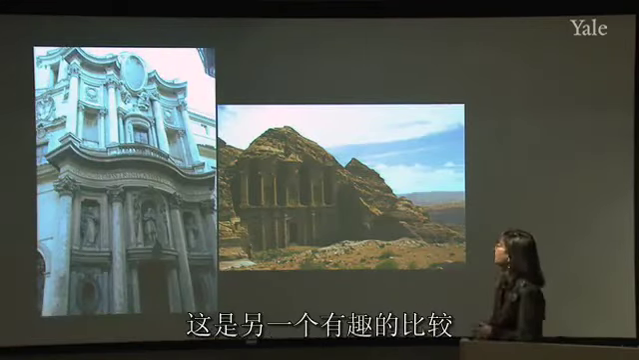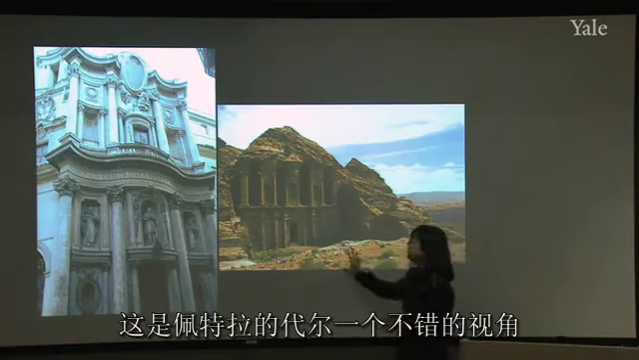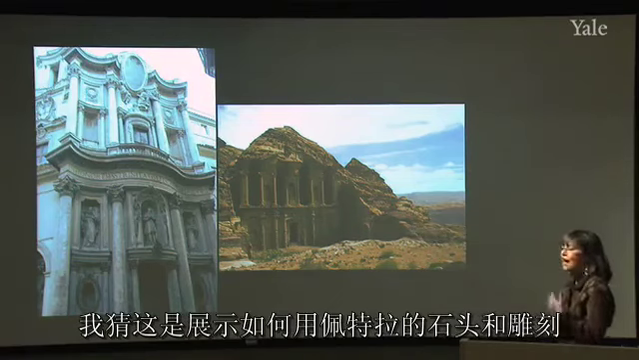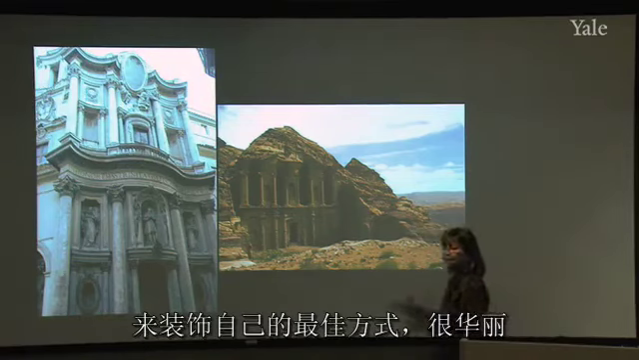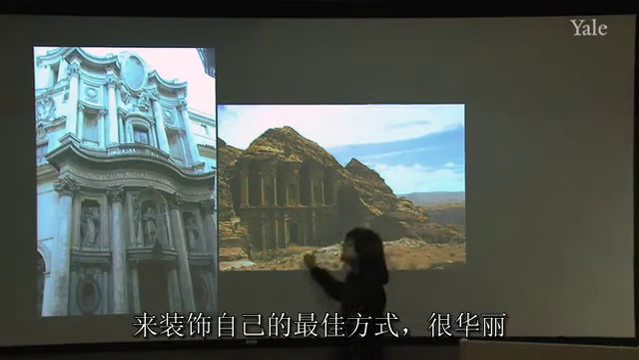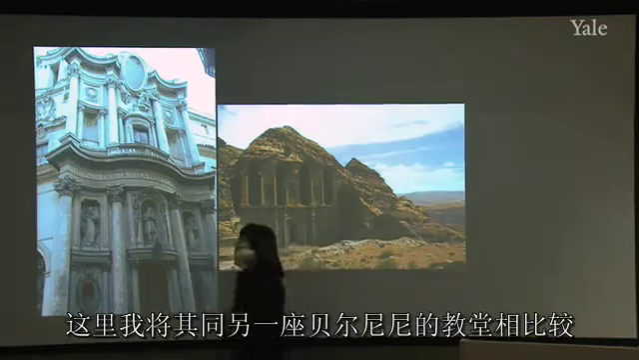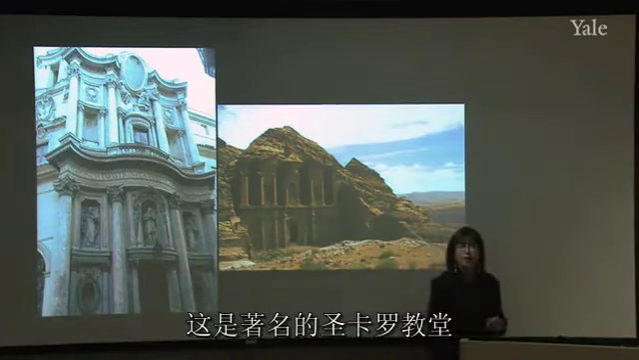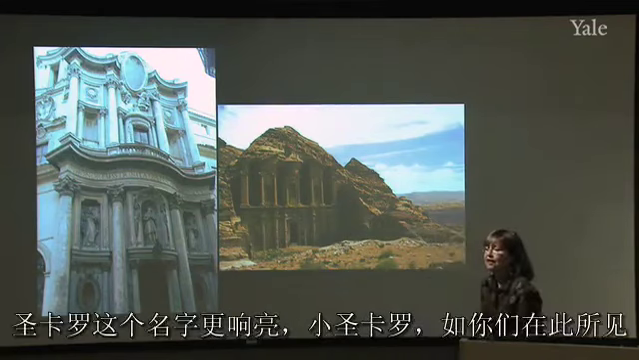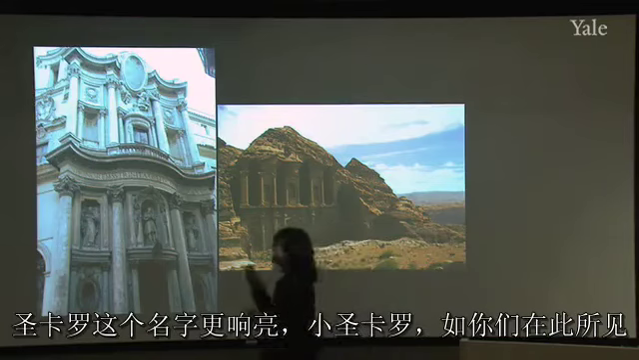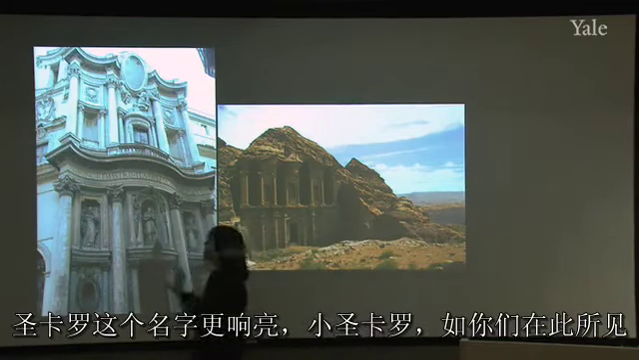Here's another interesting comparison. This is a wonderful view of the Deir in Petra, which shows you, I guess, best of all, the way in which it is carved out of and still embedded into the rock of Petra itself. Magnificent. And I compare it here, too, to another Borromini church. This is the famous church of San Carlo alle Quattro Fontane, better known as San Carlino, little San Carlo, San Carlino, as you see here.